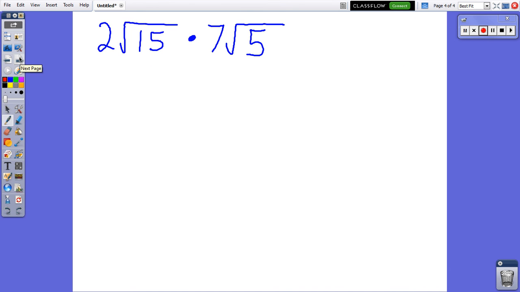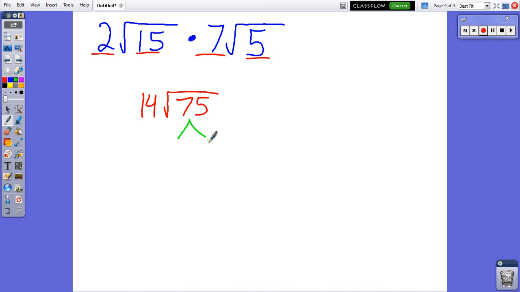For this one, we do the same thing as last time. 2 times 7 on the outside, that's 14. Then on the inside, 15 times 5, that's 75. But we can reduce this radical now. And I will want you to do this anytime you're able to, anytime it's possible to reduce a radical, I want you to reduce it.